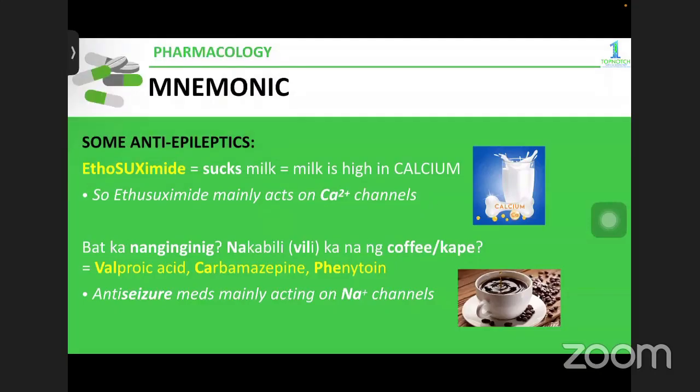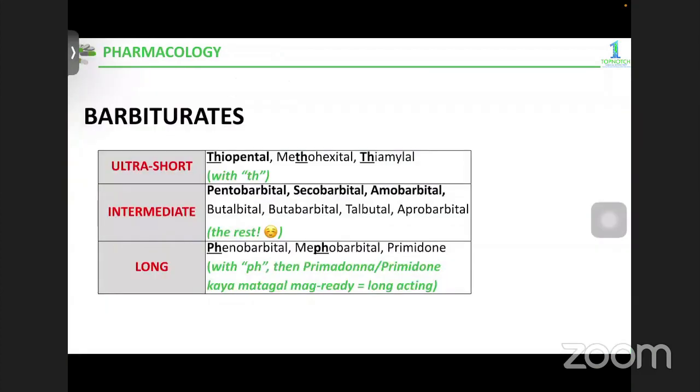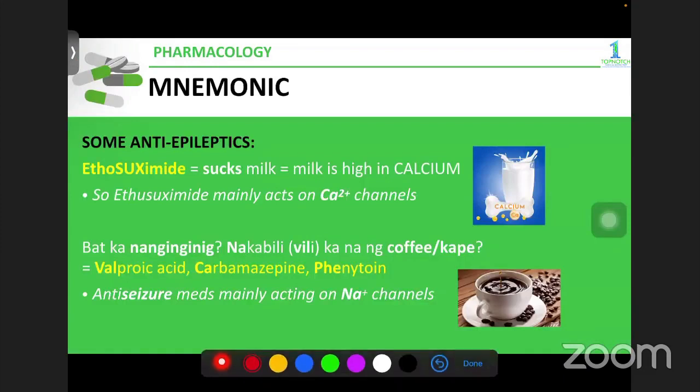So let's continue. We talked about your barbiturates. Yung for this one, ito succinimide. So sucs, para siyang sucks. So sucks milk. Mechanism of action na is sa calcium channel. So that's your ethosuximide.